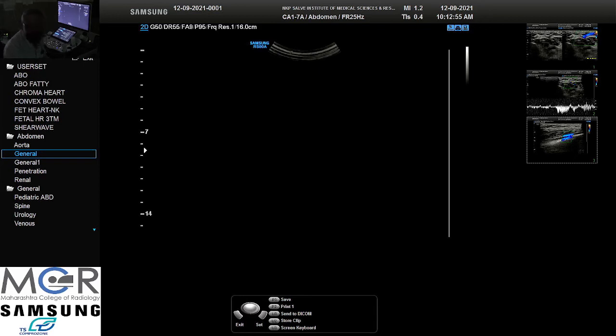Side of thigh. Just put on the light. Focus it here. Can see that he has got big dilated superficial veins here on the medial side.